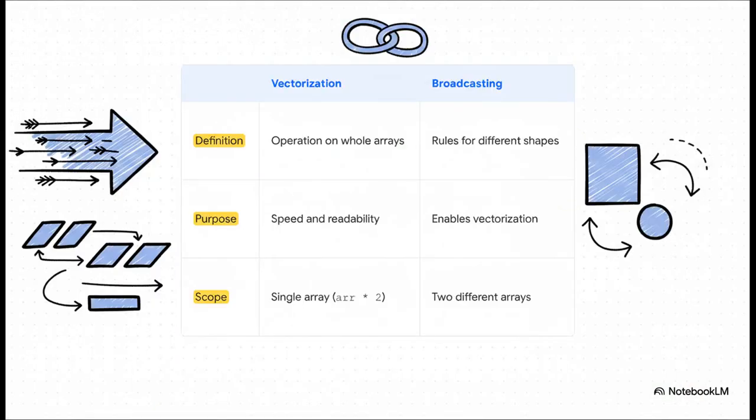So, if you're trying to wrap your head around the difference, think of it this way. Vectorization is the car, and broadcasting is the GPS. Vectorization is the powerful engine that gets you where you're going fast. Broadcasting is the smart navigation system that helps you handle all the tricky intersections when your arrays don't have the same shape. Broadcasting exists to make vectorization even more powerful.